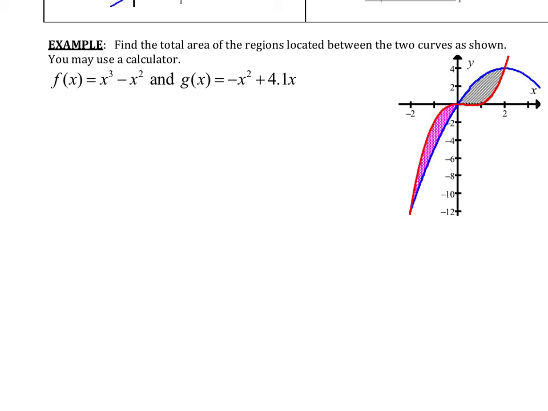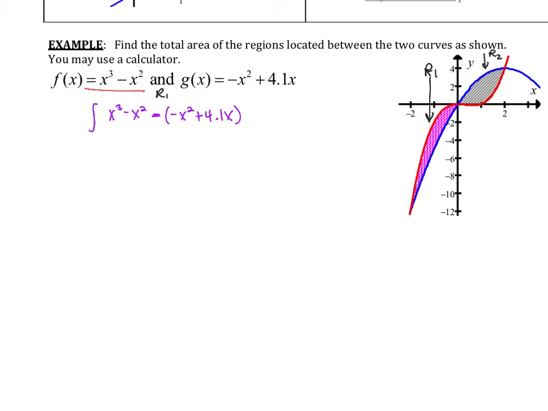Okay, well, let's start with this left region. We're going to call this one region 1, and we'll call this one region 2. If I were to set up region 1's integral, maybe I don't know my bounds just yet. I don't, because I need to find them. But I know that this integral is going to go from the x cubed function, the upper function. So I'm going to take x cubed minus x squared, and I'm going to subtract from it the negative x squared plus 4.1x. Can we agree with that for region 1?